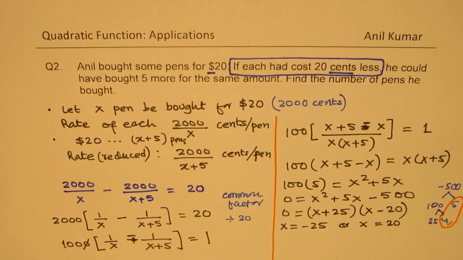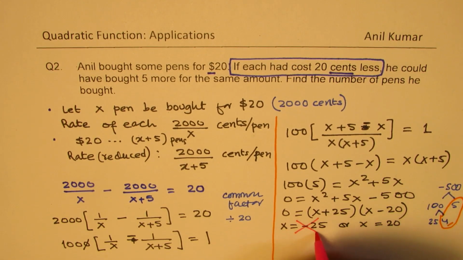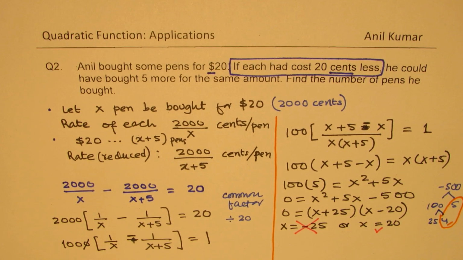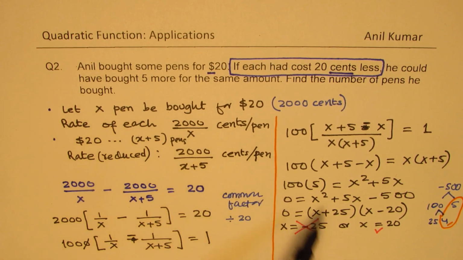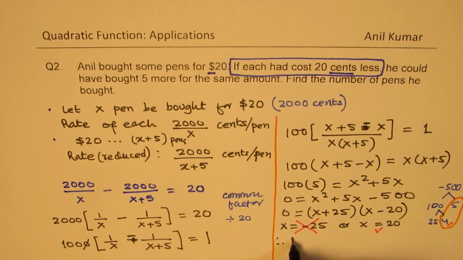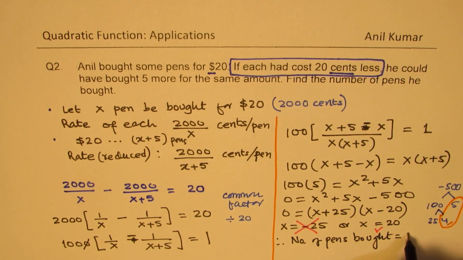Now this minus 25 is not valid because x has to be greater than 0. But this is okay, right? So now we get, let x pens be bought. So x, the number of pens, is 20. So therefore, the number of pens bought equals 20. Is that clear to you? So that is how we are going to solve it.